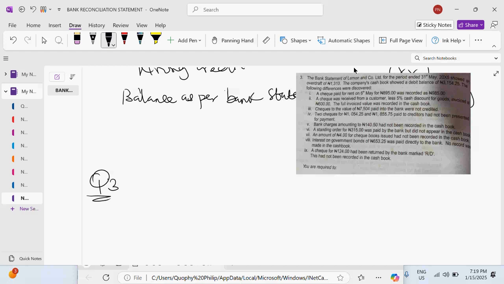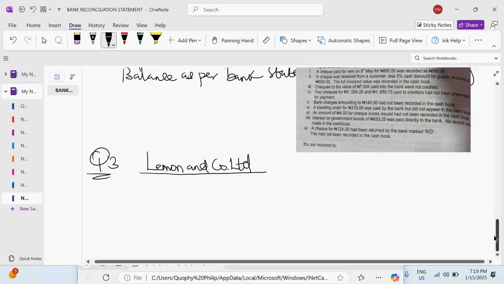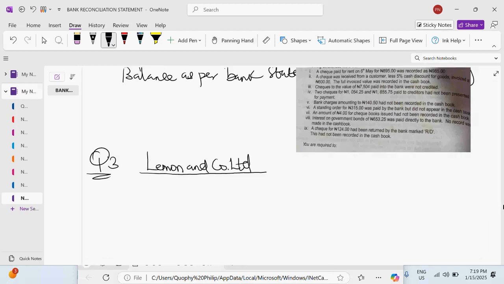Lemon and Co. Limited. Lemon and Co. Limited. So Lemon and Co. Limited, you earn some ticks for this. I think a tick for this, yeah. Lemon and Co. Limited. Just for writing this, you earn a tick. So even if you don't know anything, you write it and then you go your way.